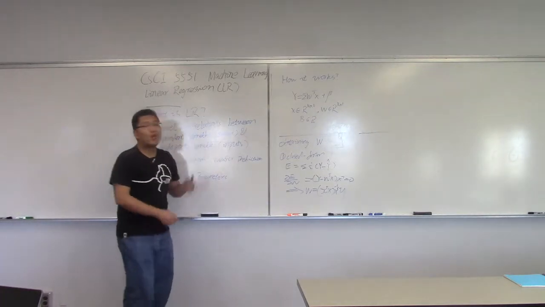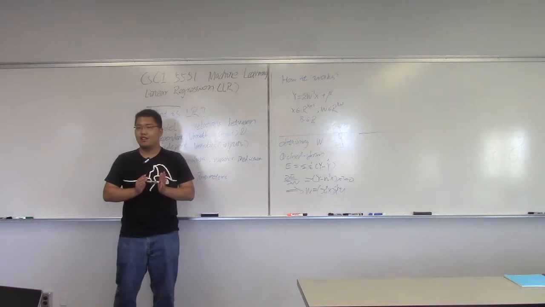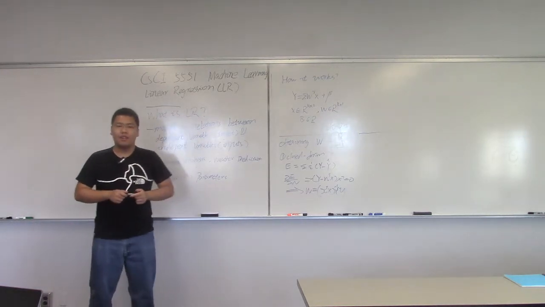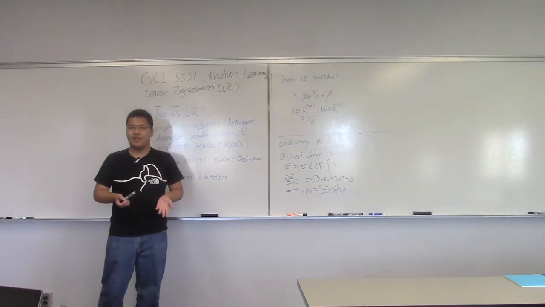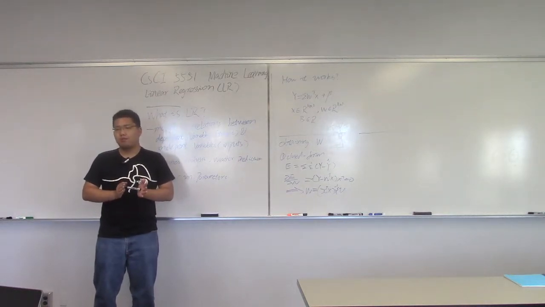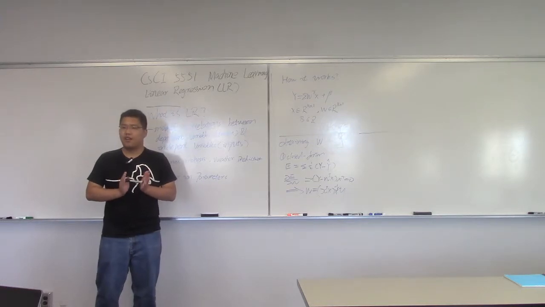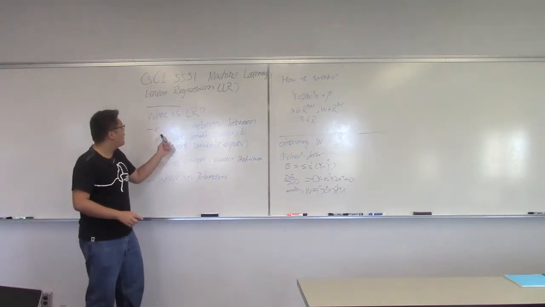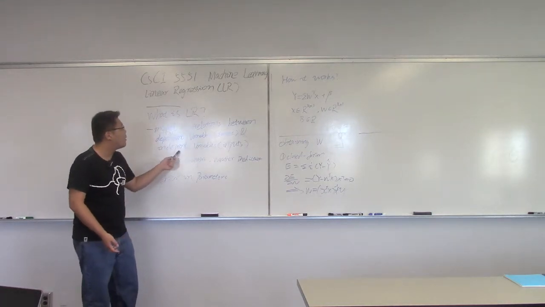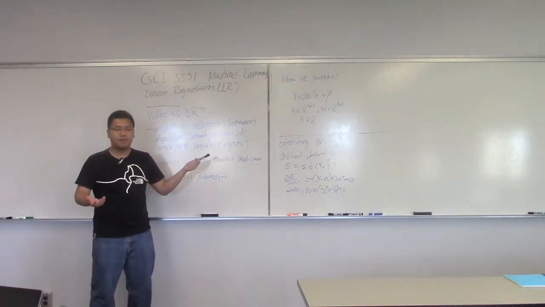So today we're going to talk about a classic machine learning model, which is linear regression. First of all, what is linear regression? Linear regression is a linear model that is able to model the correlations between our dependent variable, which is our target, and the independent variable, which is our input.